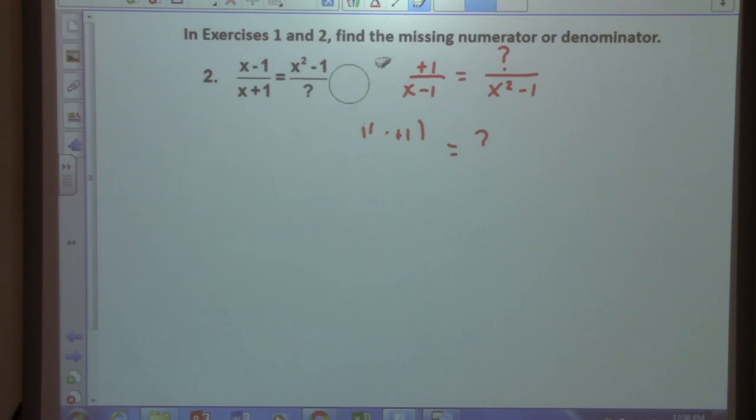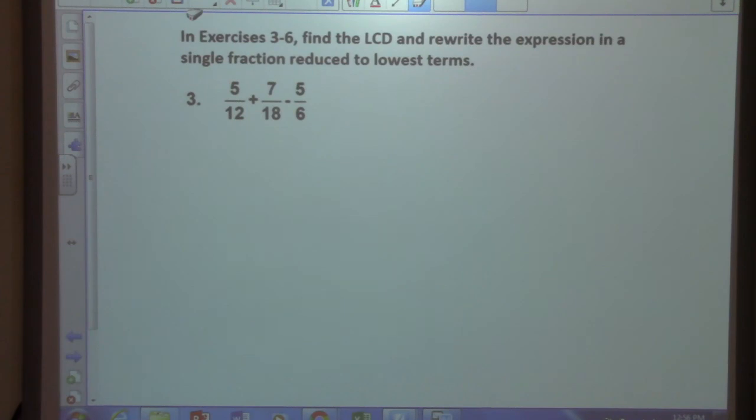Now we come to number 3 through 6, which are finding LCDs. Let me see here. What would you do? What's going to be our LCD for this guy right here? 36. You see why 36 is your LCD for this guy? Can you explain, Will, why 36 is your LCD?